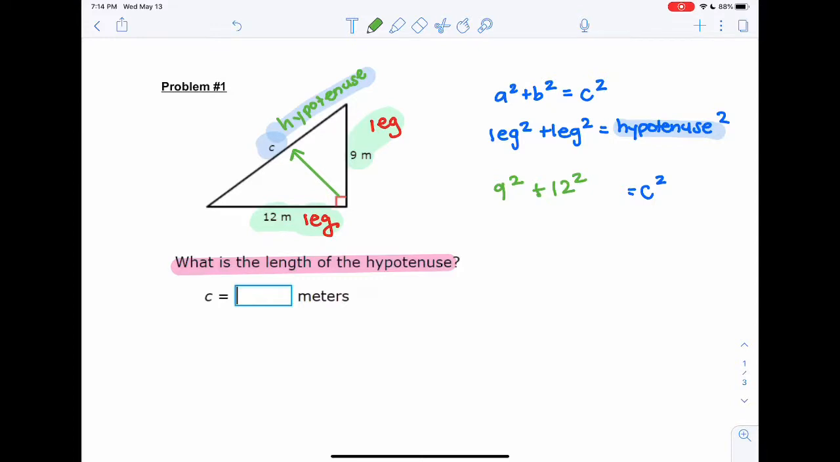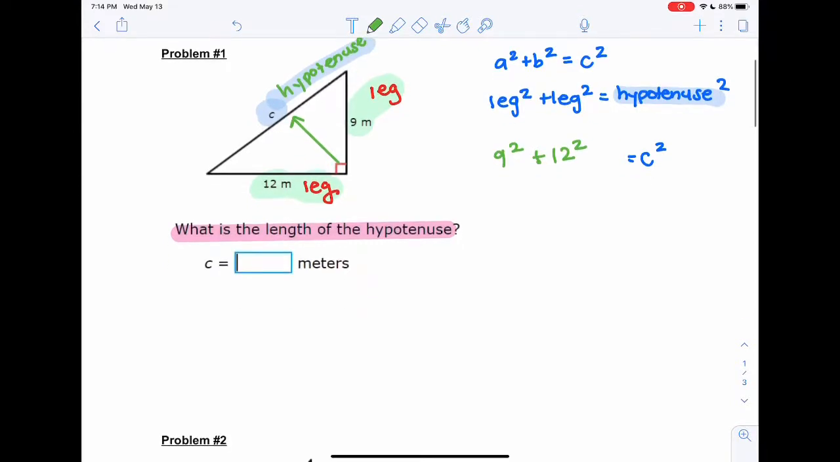Now that we substitute it, we need to simplify. 9 times 9 is 81. 12 times 12 is 144. Okay, and I still have c squared on the other side. So now I have to add 81 plus 144. That gives me 225.